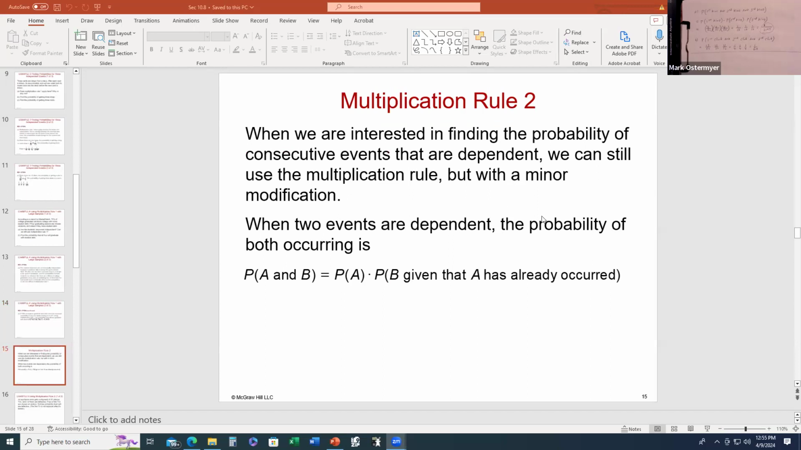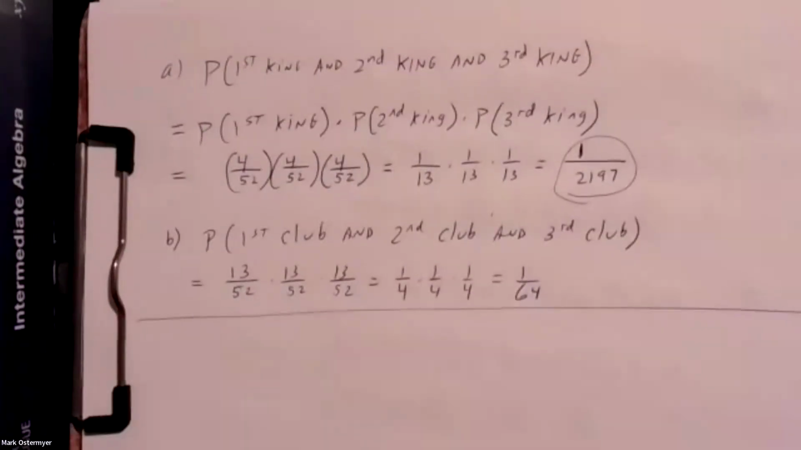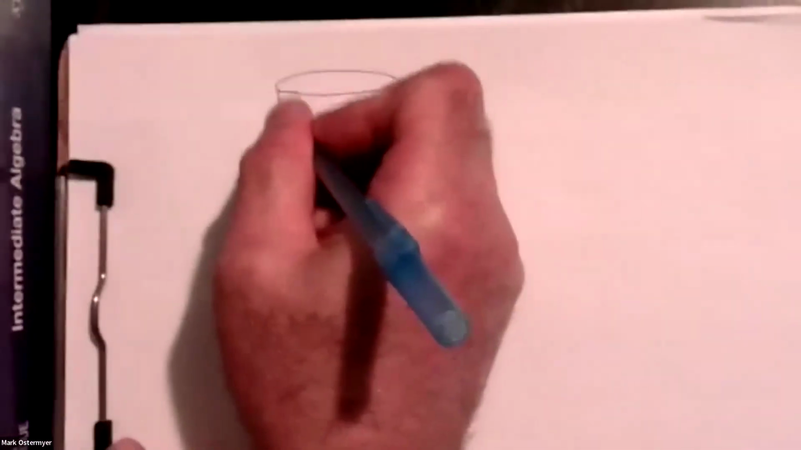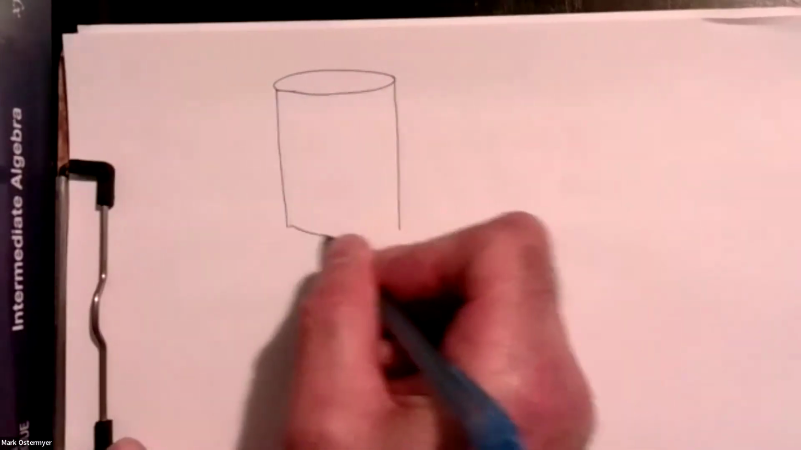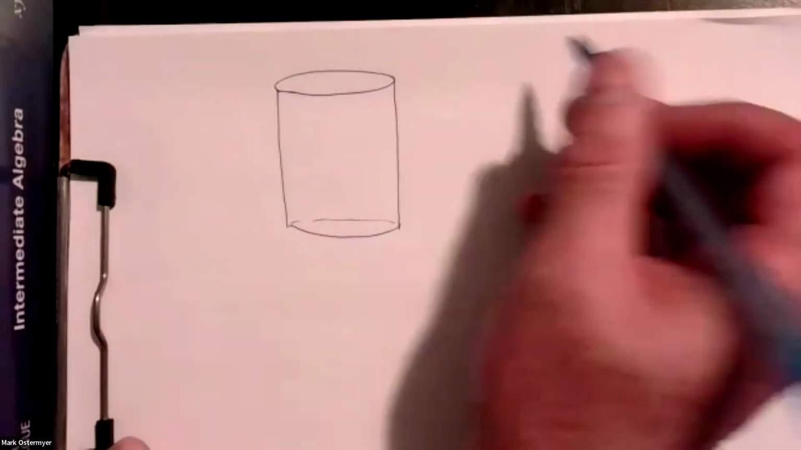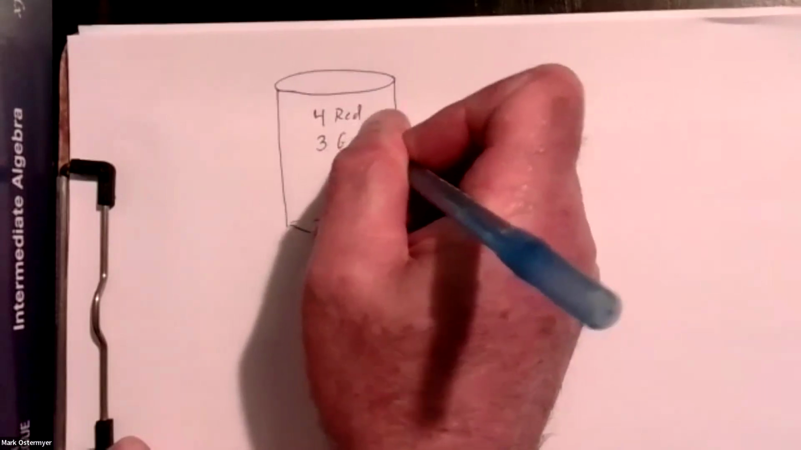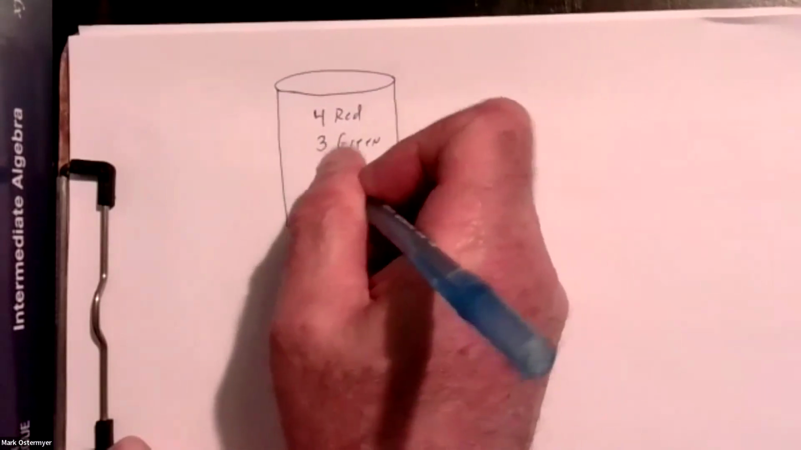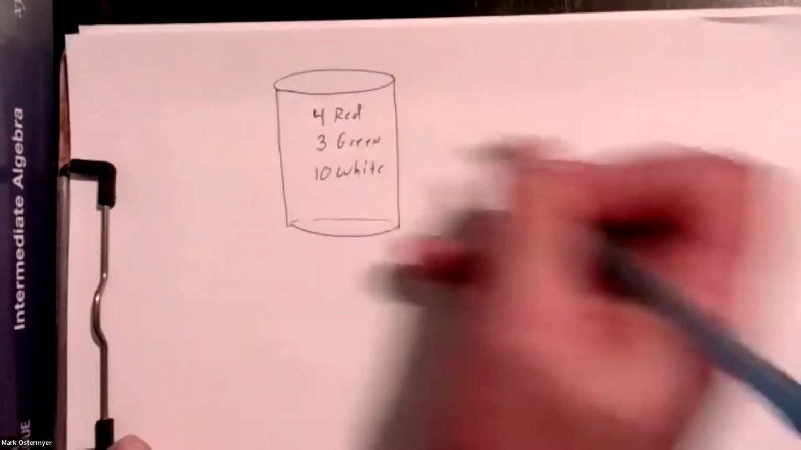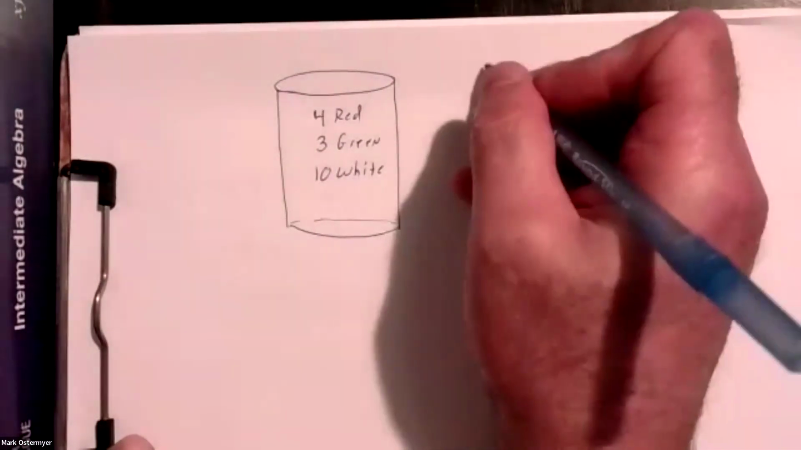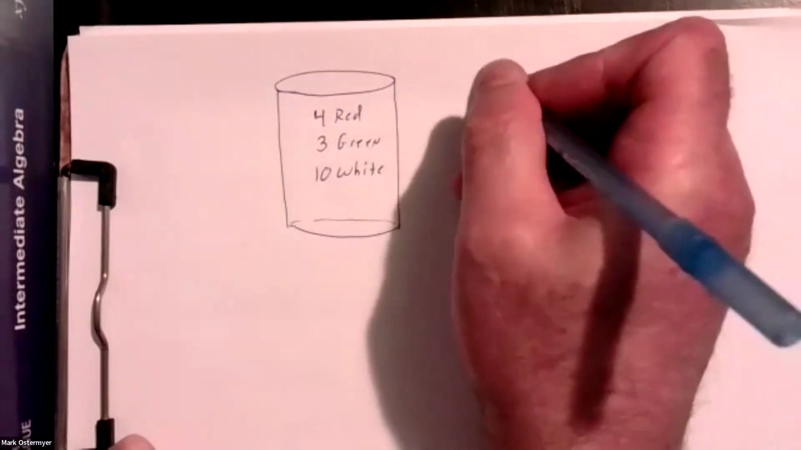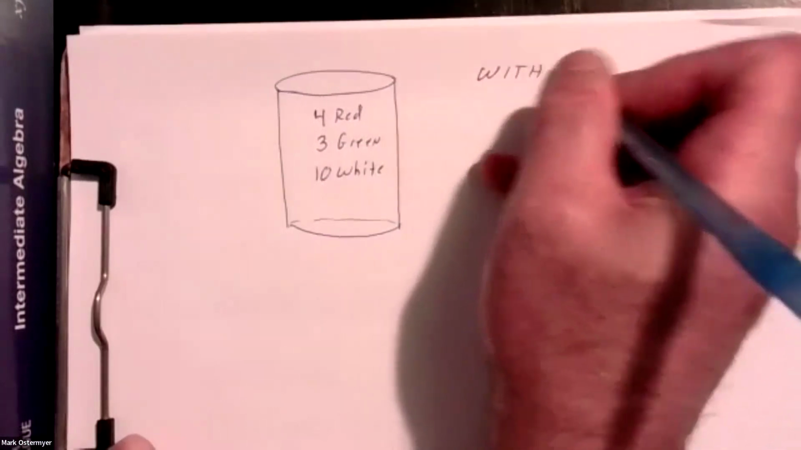All right, multiplication rule number 2. Let me explain what's going on with this rule here. Suppose I have a container and I have 4 red balls in the container, let's say 3 green and maybe 10 white balls. Suppose I conduct an experiment with replacement.